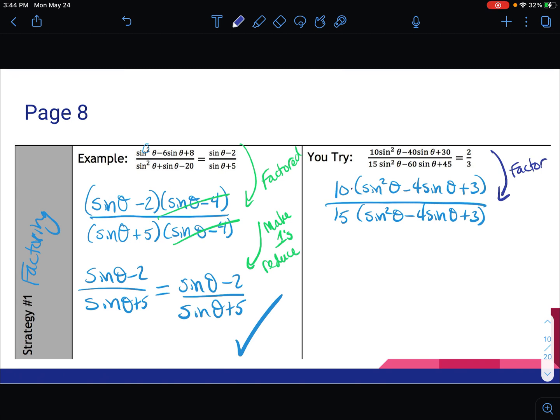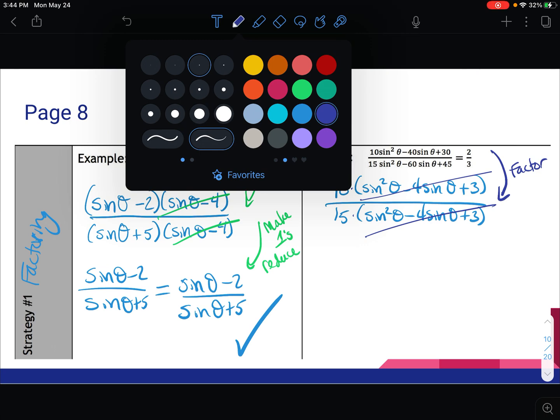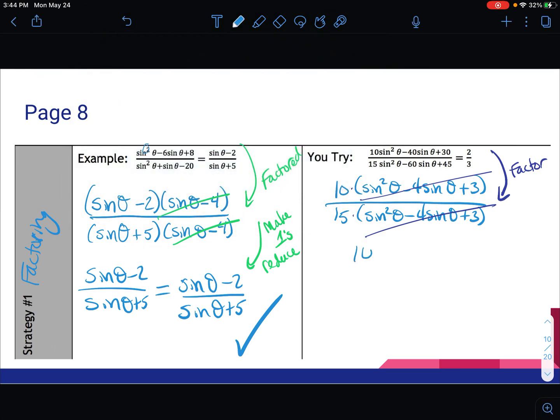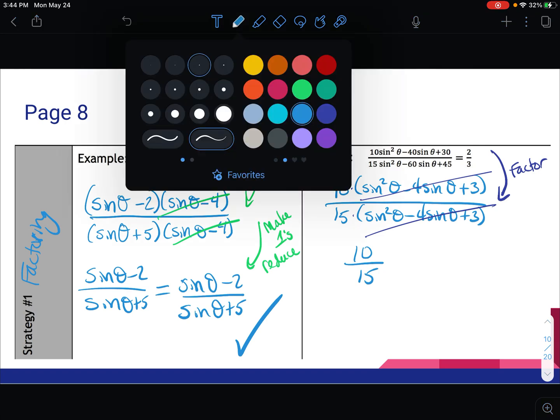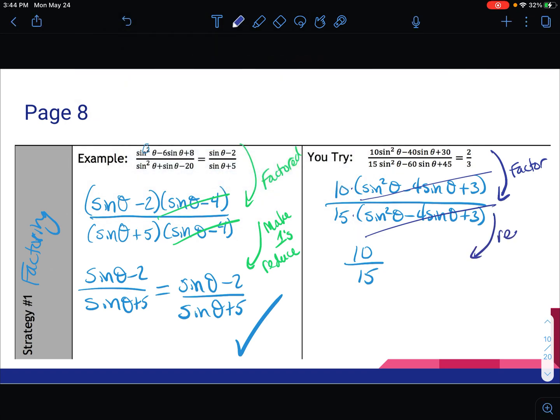Now look what we have here. We have a common factor. This whole trinomial, we don't have to even go any further. So for that one, we don't have to break it down anymore. We can already cancel it. And so we'll have 10 over 15. And our reason for this is going to be reduce or make ones. And we're going to do the same thing again. 5 goes into here twice, into here 3 times. And so we have 2/3 equals 2/3, which is what I was trying to prove. So again, for this one, we would just say reduce again. Probably you could show that on the same line if you wanted to. And then we have that proved.